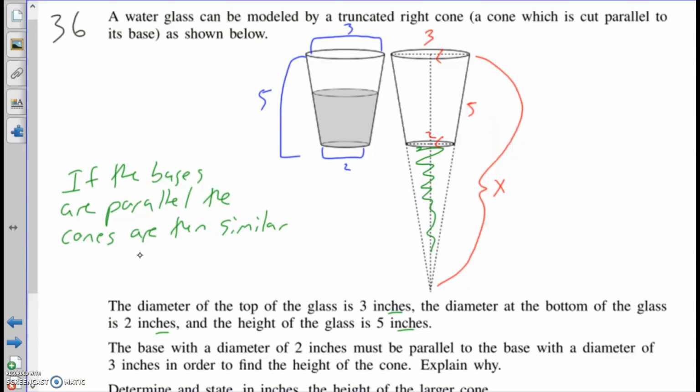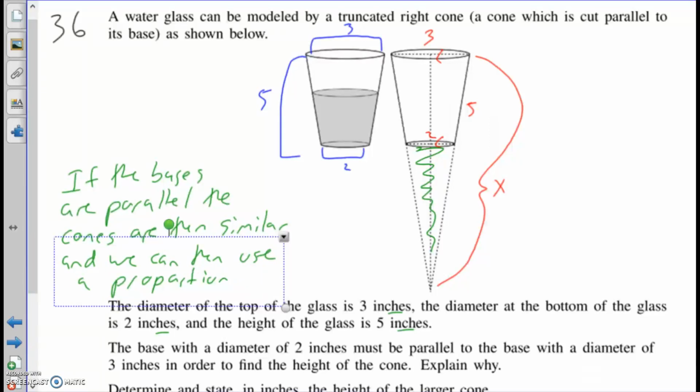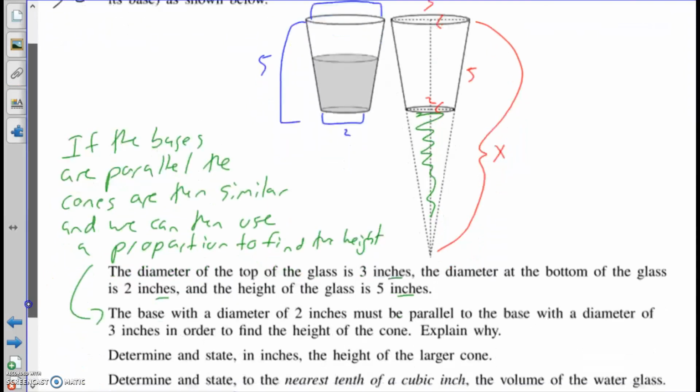But I would probably go a little further and say if the bases are parallel, the cones are similar, and we can then use a proportion to find the height. So that's going to be my answer to this part right here. Like I said, take that out, and it's probably a part 3.